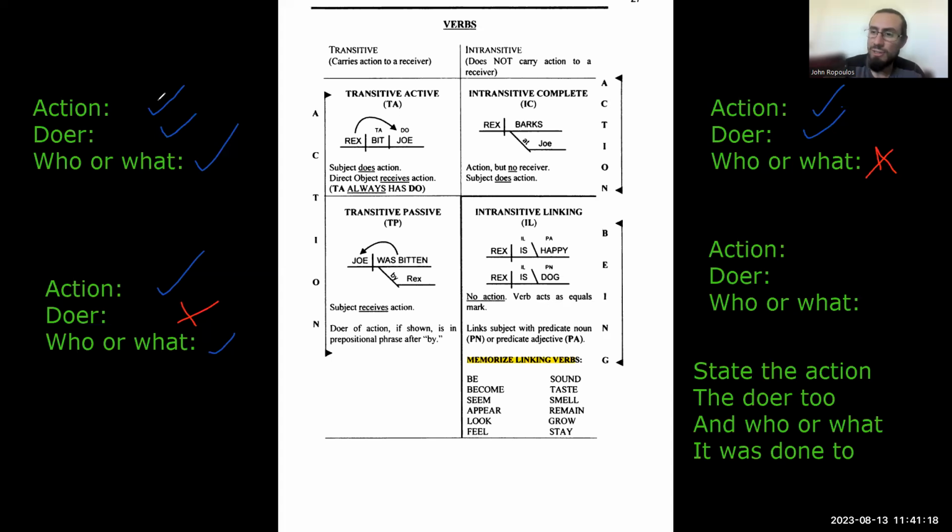Easy. So if you get a verb, you can do this test on it. Ask, does it have action? Yep. Does it have a doer? Yep. Does it have a who or what it was done to? Yep. So it's a transitive active, right? If it doesn't have the doer, transitive passive. If it doesn't have the who or what, intransitive complete. If it doesn't have any of the three, intransitive linking. And that will help you identify any verb, no matter what. And that's all we need for verbs. Go through the book, start practicing, and start diagramming.